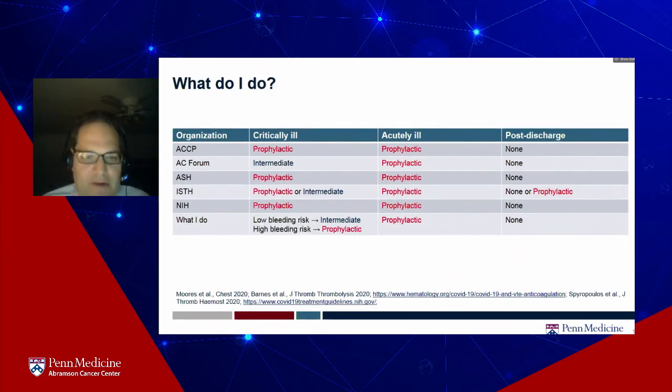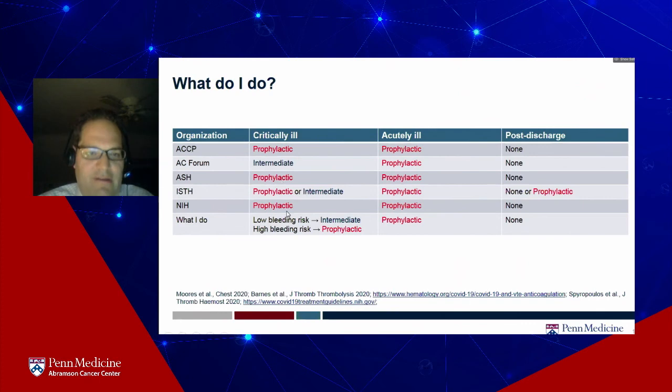So what do I do? Well, in patients who are acutely ill on the wards, I recommend as the standard of care prophylactic intensity anticoagulation. Because of the low rates of post-discharge VTE that we saw, I suggest against the routine use of post-discharge anticoagulation, although certainly it could be considered in patients with strong risk factors, for example, a prior history of venous thromboembolism.